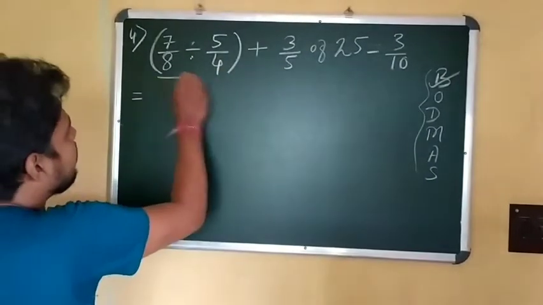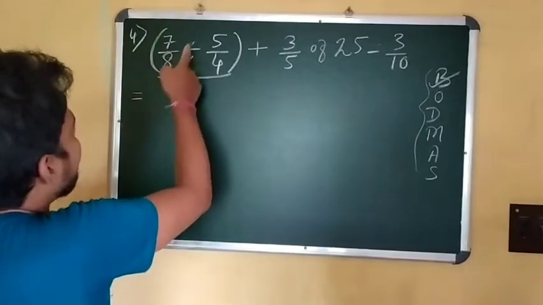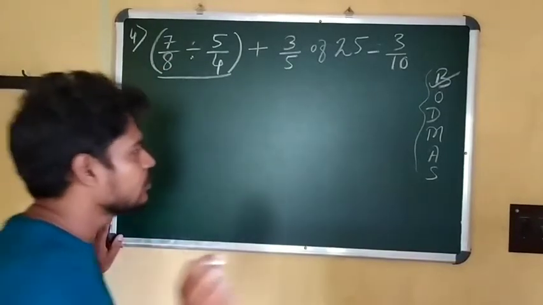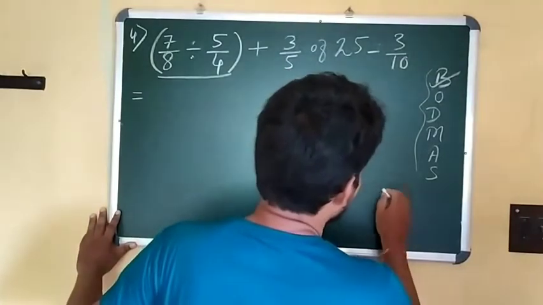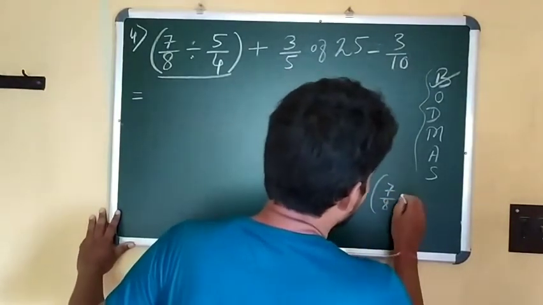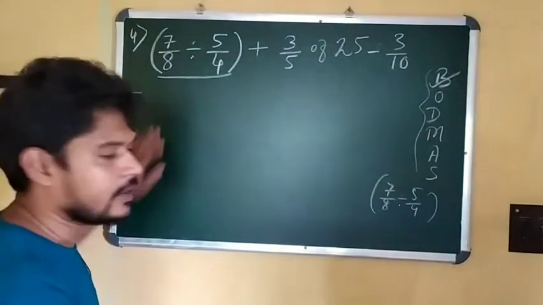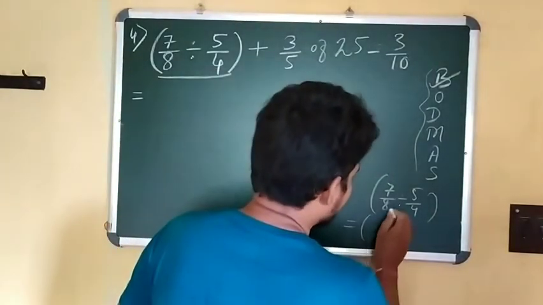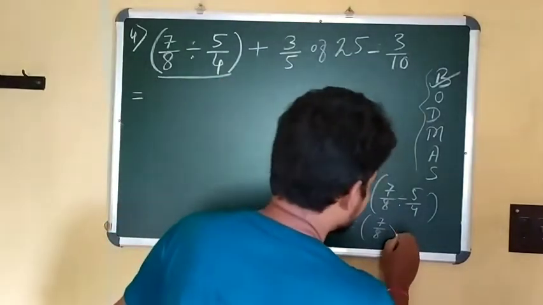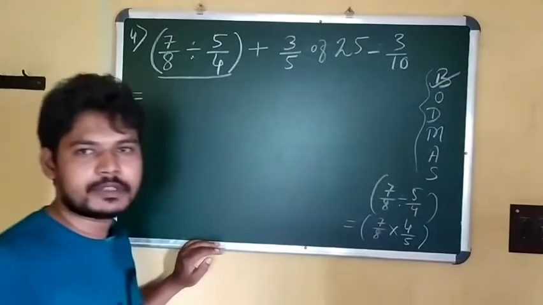Yes, here a bracket operation is given. So what is written? 7 by 8 divided by 5 by 4. So it is not possible for you to solve this directly. Otherwise you do this here, 7 by 8 divided by 5 by 4. Okay. Then what to do? In the second line, 7 by 8, you replace the division sign by the multiplication sign and write down 4 by 5, the reciprocal of this expression.